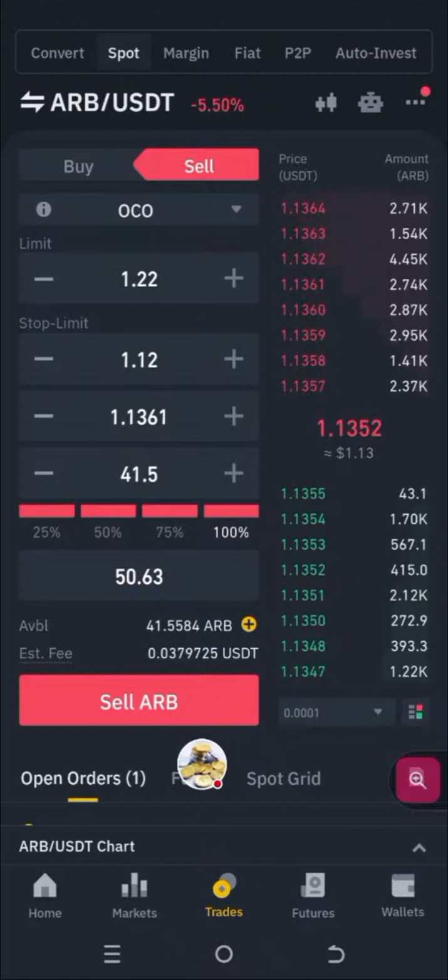That's the reason why I personally will not choose OCO, because I want to get the money. I want the price to get to 1.22 and I get my profit out. Now, that's just the difference.